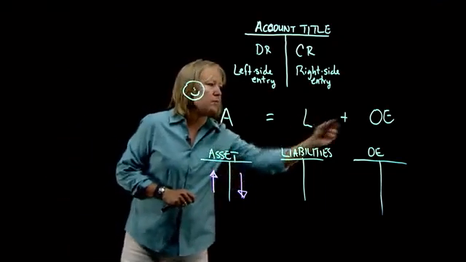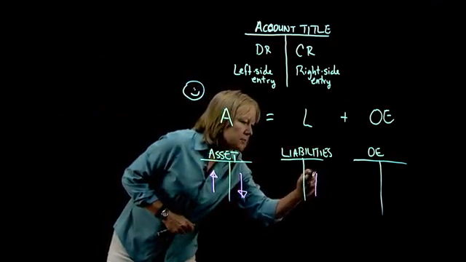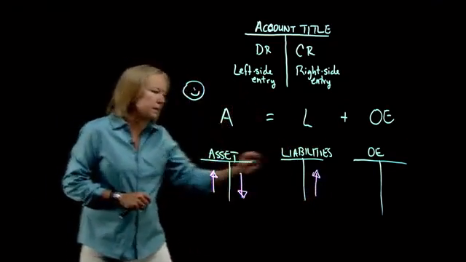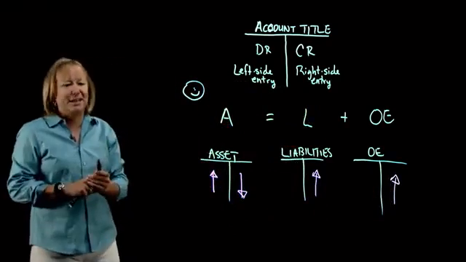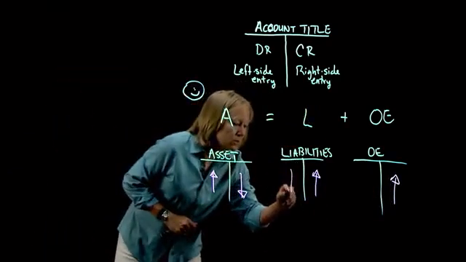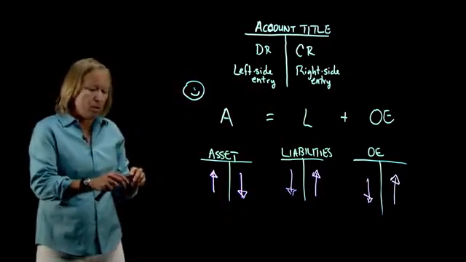So, with liabilities and owner's equity being on the right side of the equation, then let's make sure we put any increases in those accounts on the right side of those T accounts. And then as a result, decreases in those account balances will show up on the left side of the T account.